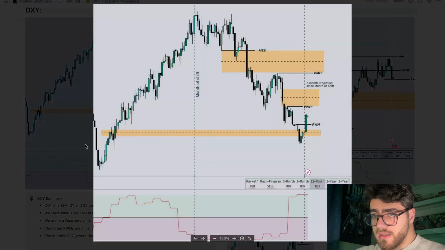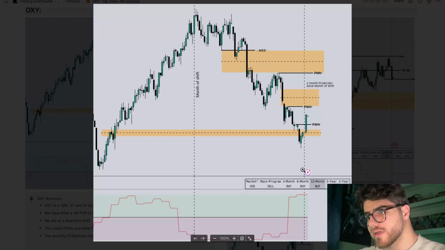We have hit a weekly PD array in an OTE, discount. We have equal highs aligning with the liquidity void. I think this is the first target. Second target might be this monthly fair value gap. We're also at a quarterly shift. Let's not forget that. So that's another reason.